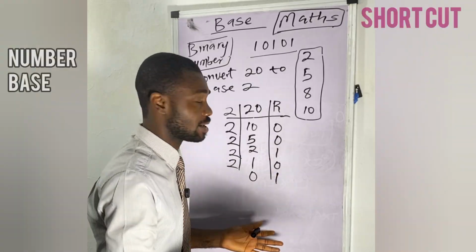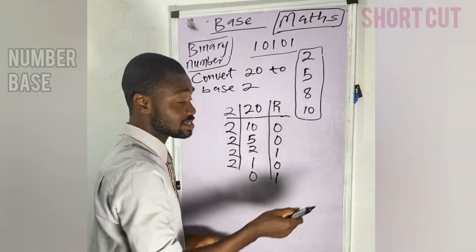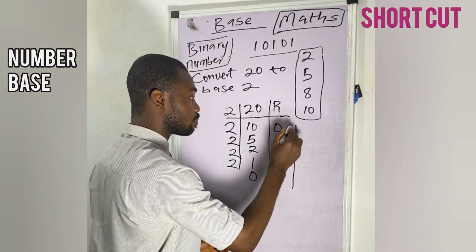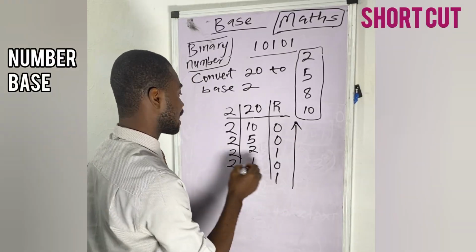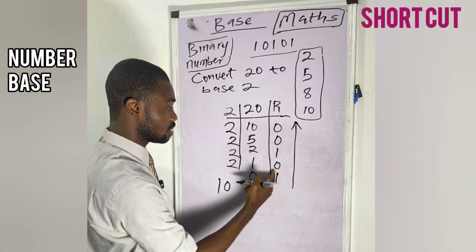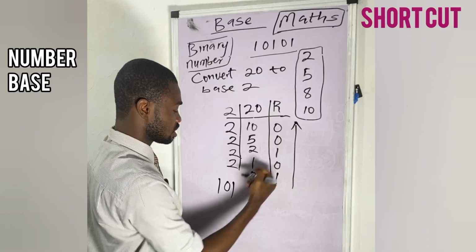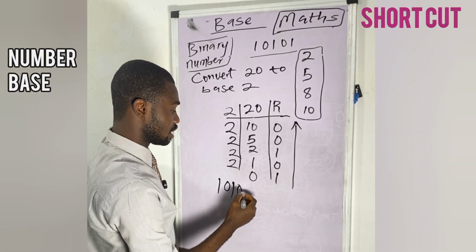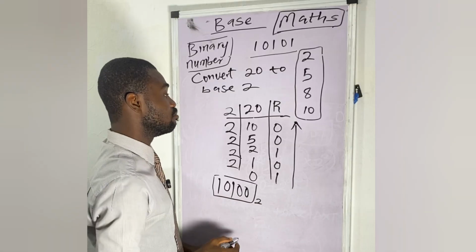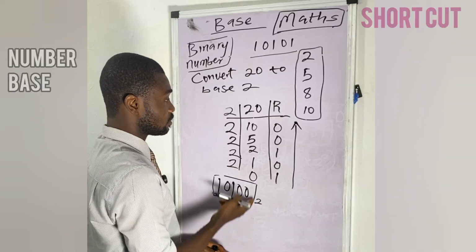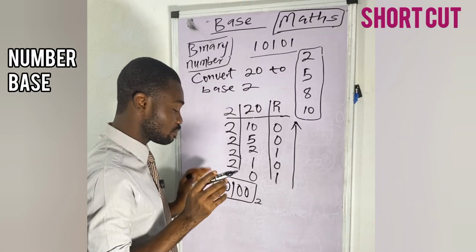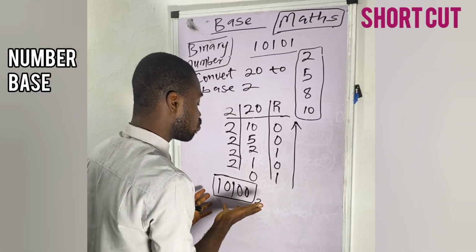So this number we have here is the computer form, the binary number, the way computers see it, 1 and 0. If you want to write out this binary number, we follow the sequence from bottom to top. So we say 1, 0, 1, 0, 0. So we have converted this to base 2 in binary form. As simple as that.